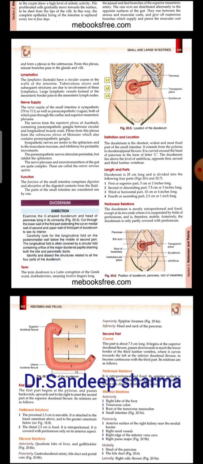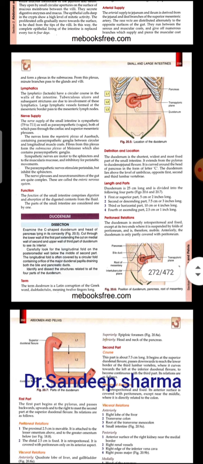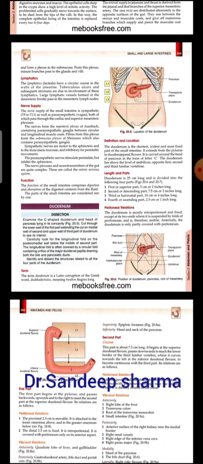So now we are discussing the 25 centimeter duodenum, how it is and what it is. It is divided into four parts: first one, second one, third one and fourth one. The first part is the superior part. This is 5 centimeter long.